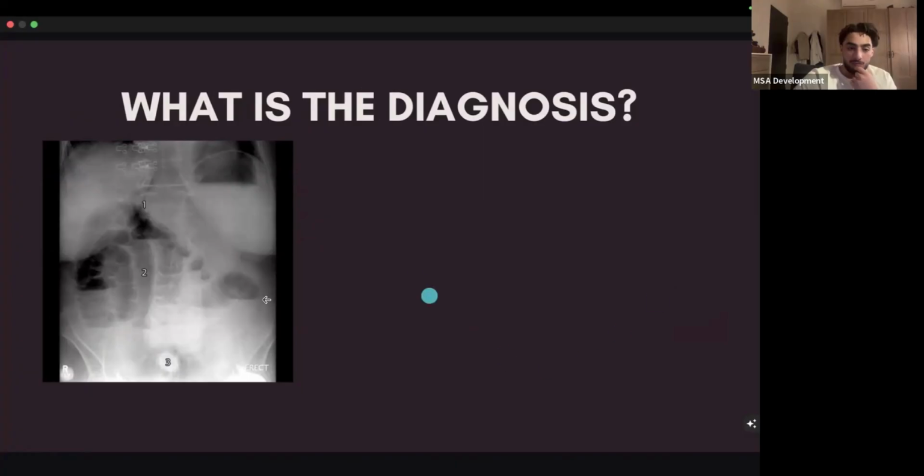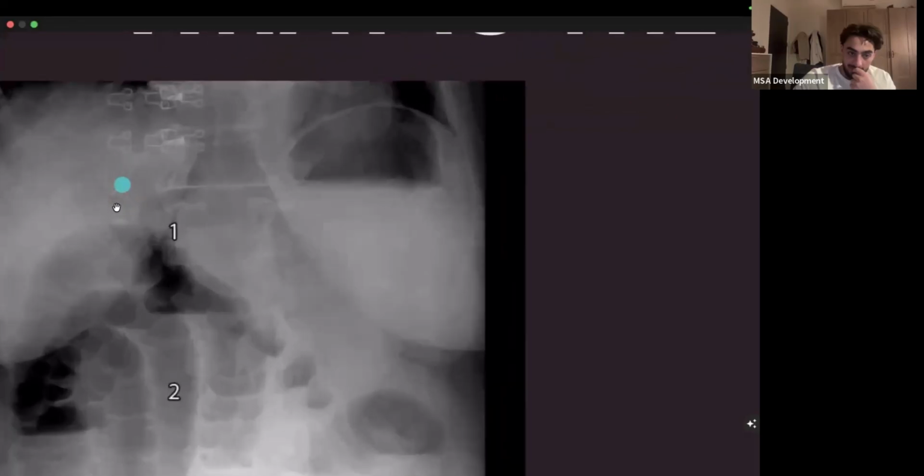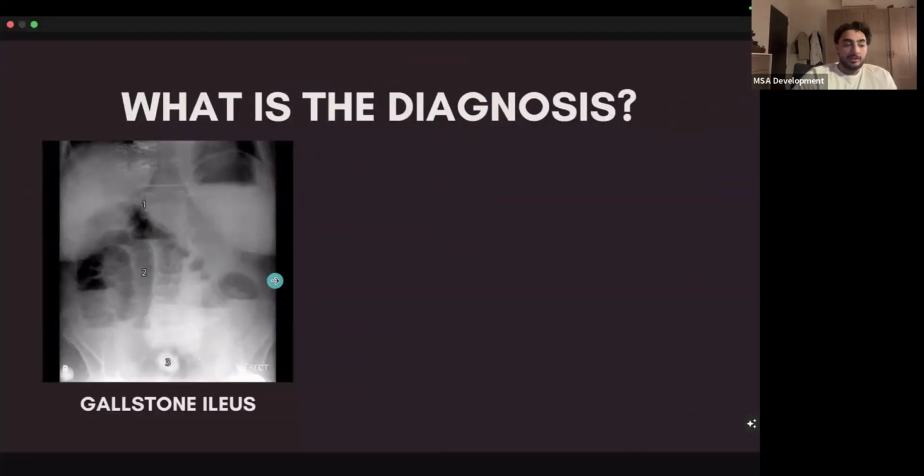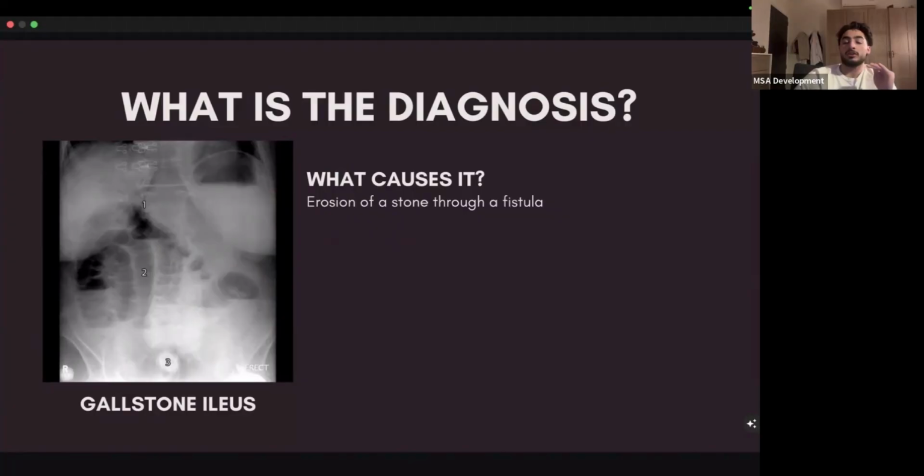Take a minute. Look at a couple things. There's this thing, and then if you could see it, this line. So this is a gallstone ileus. Okay. And what causes a gallstone ileus? It's basically the erosion of a stone through a cholecystoenteric fistula. So basically, when you get a stone that's in the gallbladder, it could irritate all the layers of the gallbladder, so the mucosa and the submucosa.